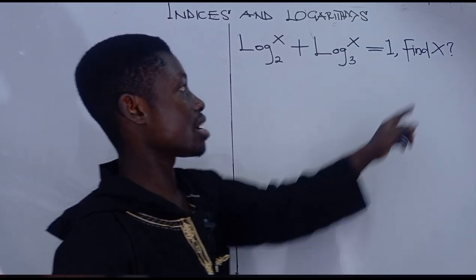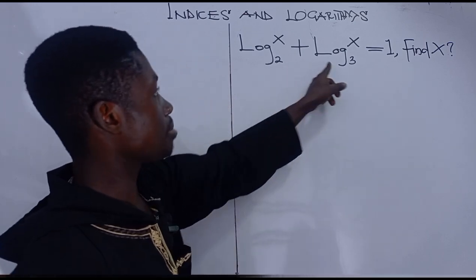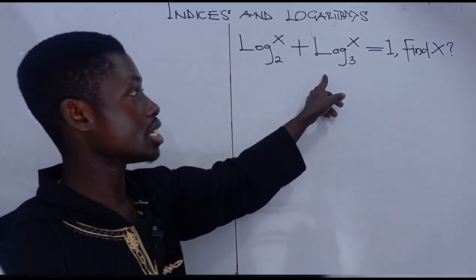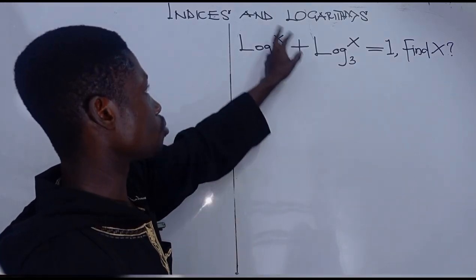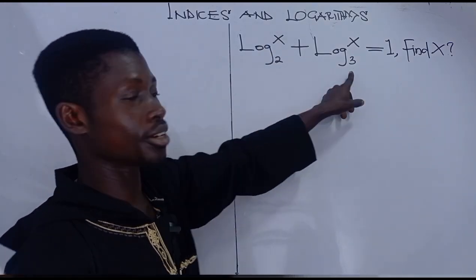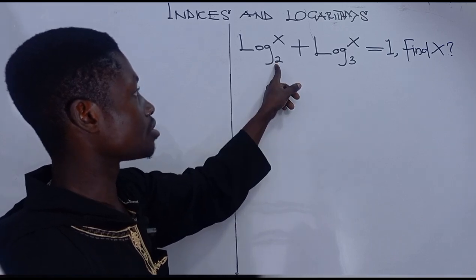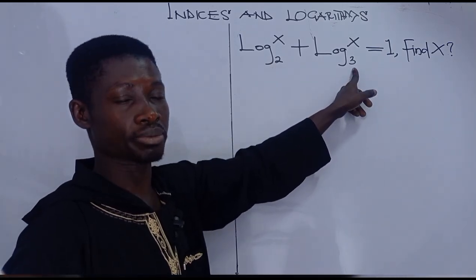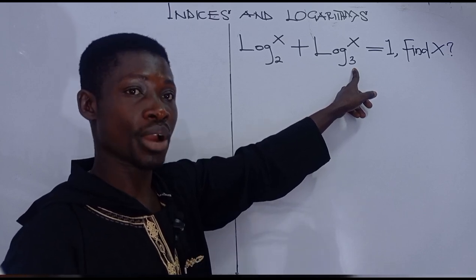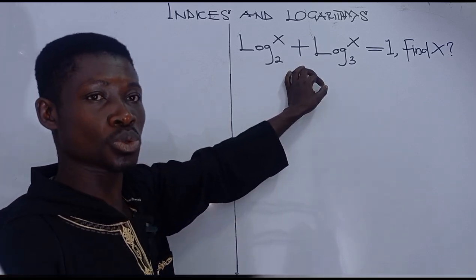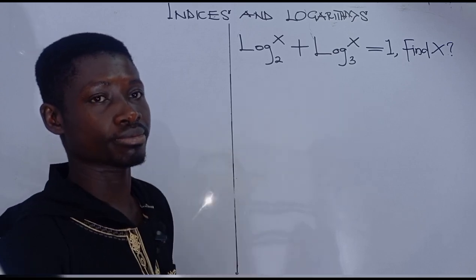Now this means that when we find the value for x and then we sum these two logarithms together, we should get 1. But you observe that the bases of these two logarithmic expressions are not the same. We have to the base of 2 and to the base of 3. And therefore, we can't apply the multiplication law for logarithm at this very point. So what do you suggest we do?